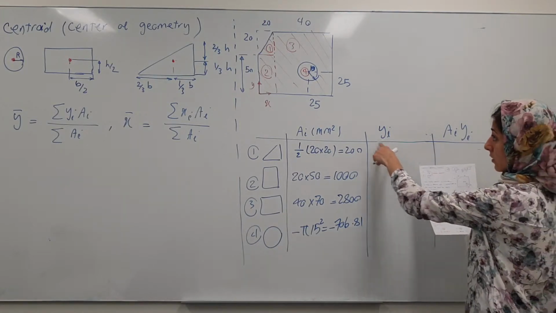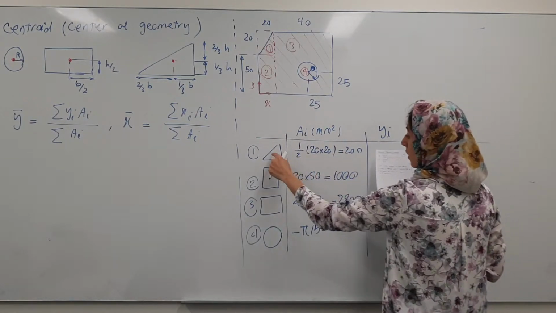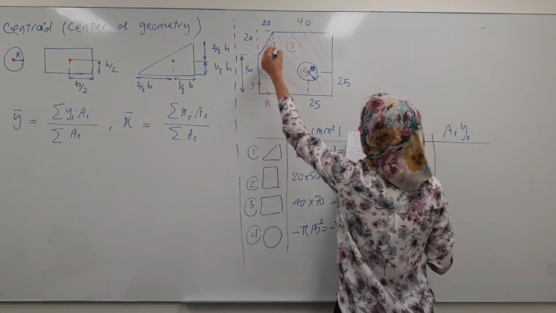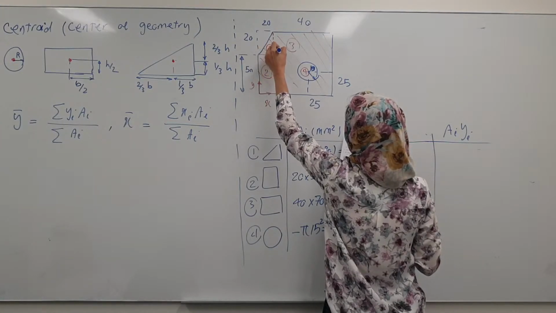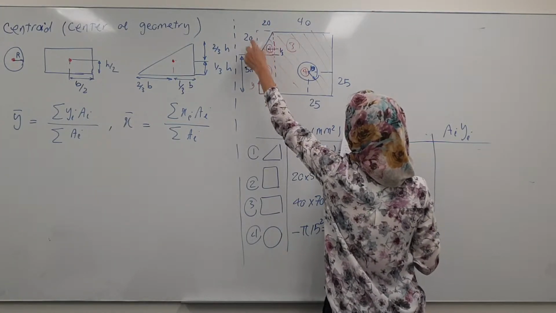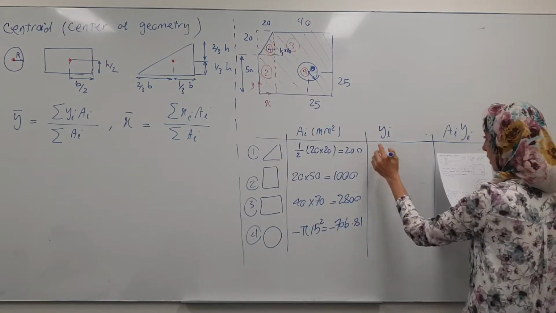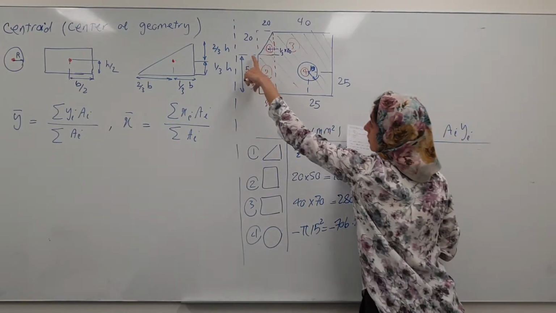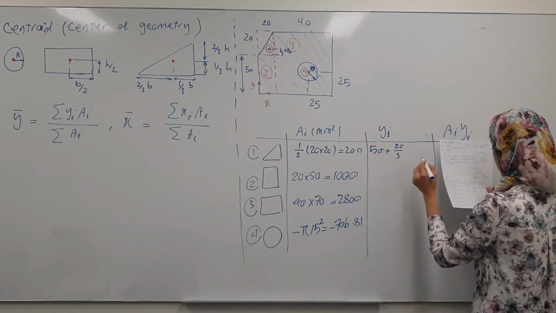Now, yi, just keep it in your mind, we're measuring from the origin, which is here. For this triangle, we know the centroid should be here, right? And this is about a third of 20. So yi should be 50 plus 20 divided by 3.